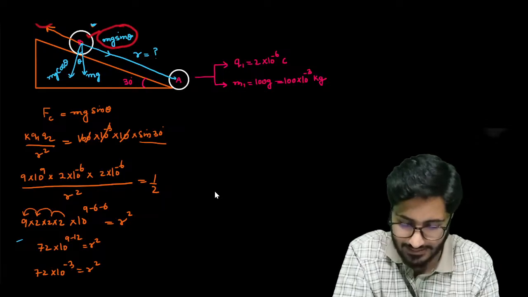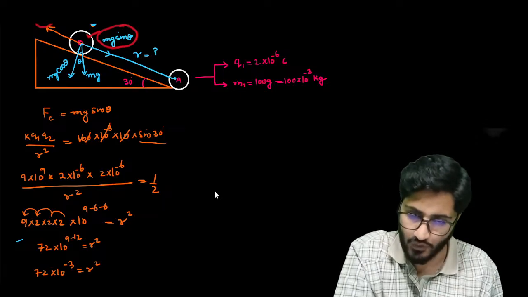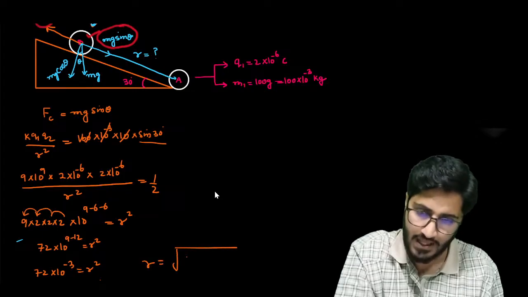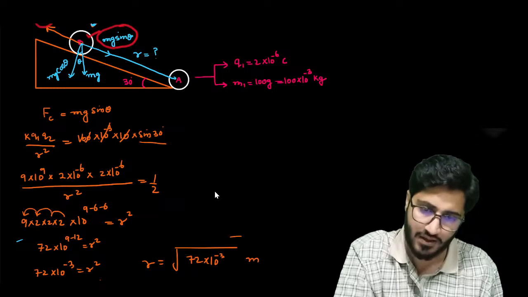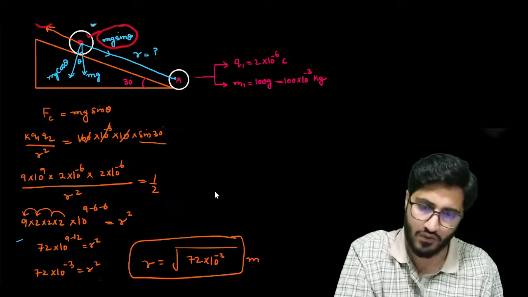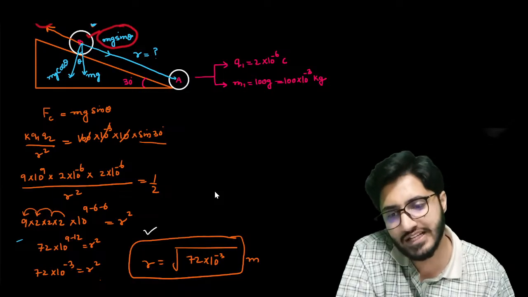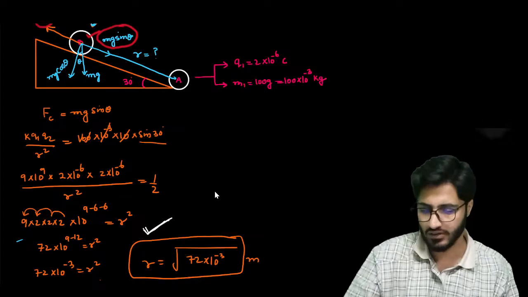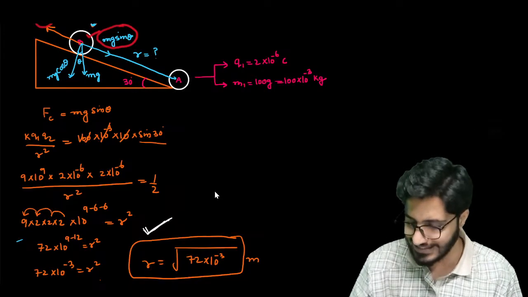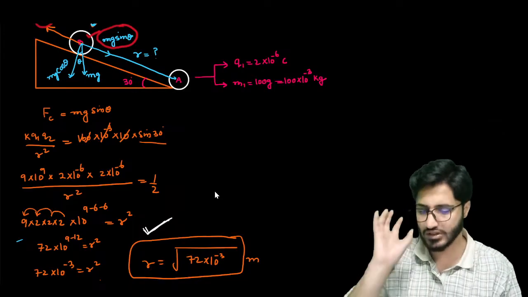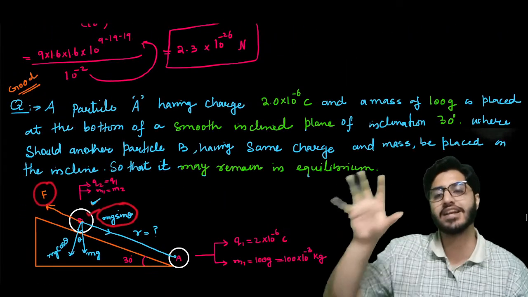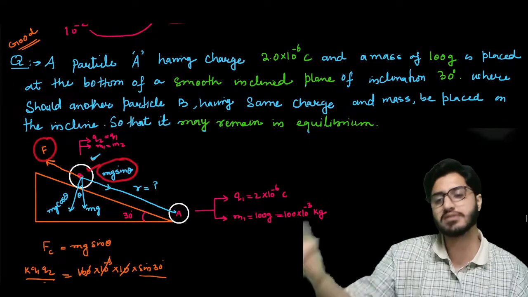I can write like this, no? So therefore, my R came out to be under root of 72 into 10 to power minus 3 meter. So this is how we can proceed in these types of numericals. These numericals you won't get easily in your classes also. This is a very good numerical. That's why I have tagged it as a very good numerical. You can practice more numericals like this.